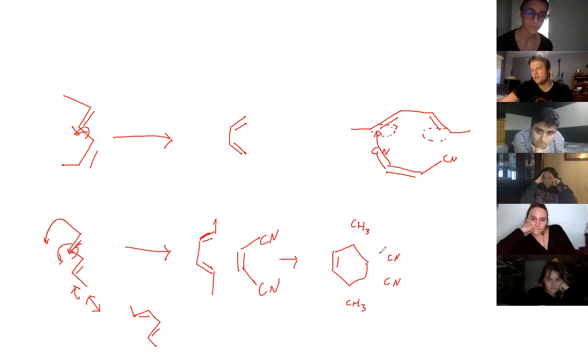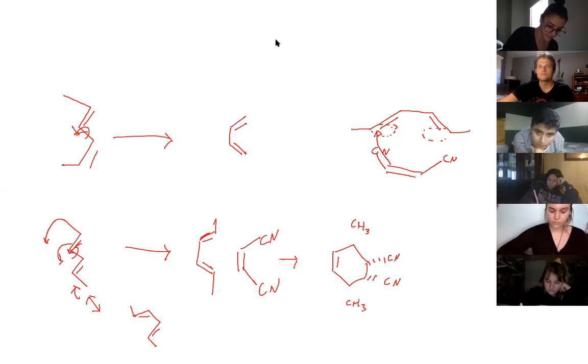So we could just draw that. We could say, okay, well, it's up or down. Now we just have to figure out whether or not the methyls are also up or down. So let's just draw these down, because it doesn't really matter as long as we're consistent.